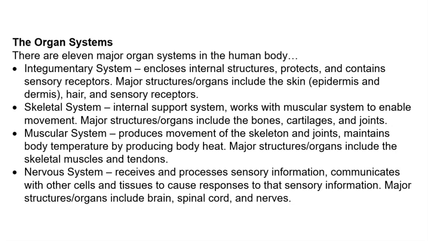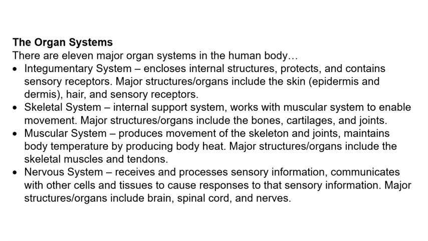Next, we have the skeletal system, which forms the internal support system or framework of the body, and it works closely with the muscular system to enable and produce movements. The major structures and organs of the skeletal system include the bones, the cartilages, and the joints.